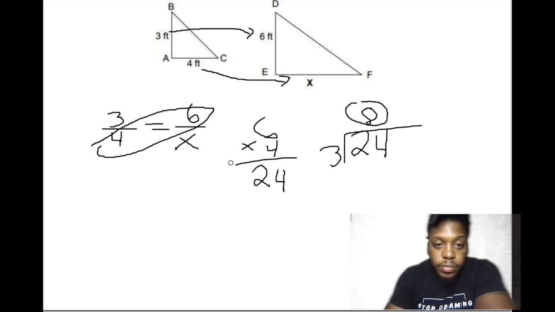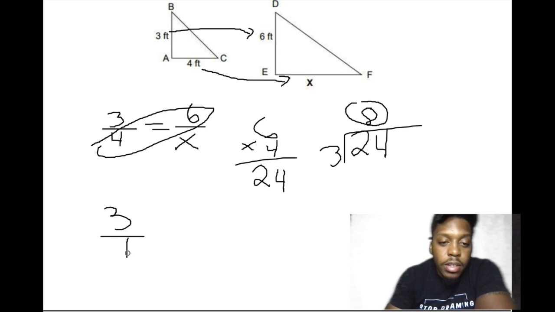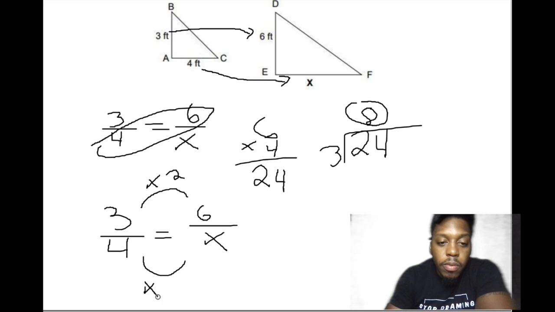All right. Now, if I wanted to do the scale factor, or the rainbow like I call it. So 3/4 equals 6/X. I can do it like this. What times 3 gives me 6? Times 2. All right. So whatever I do to the top, I do to the bottom. A little rainbow. 4 times 2 equals 8. All right. So either one works.